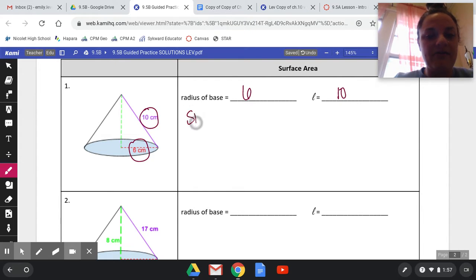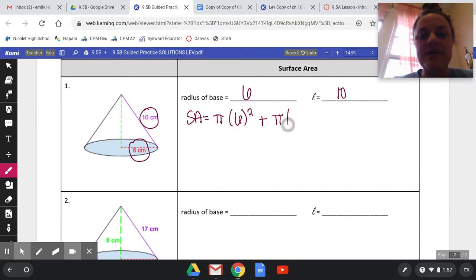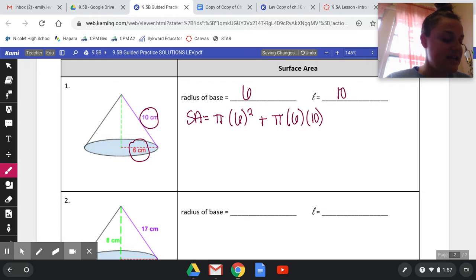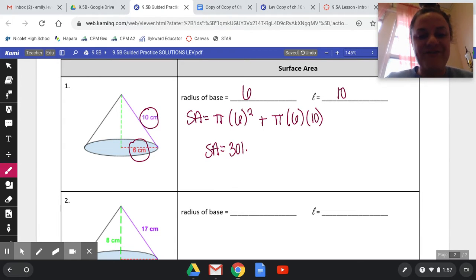So I just plug this into my formula. Surface area is equal to pi r squared plus pi r L. So pi times my radius, 6, squared, plus pi times r, which is 6, times L, which is 10. And now I'm just going to enter this just as is into my calculator. So pi times 6 squared plus pi times 6 times 10 gives me a surface area of 301.59. My original units were centimeters, so I'm still in centimeters, and I'm in area, so it's square centimeters.